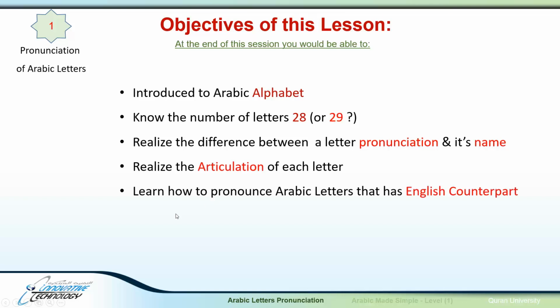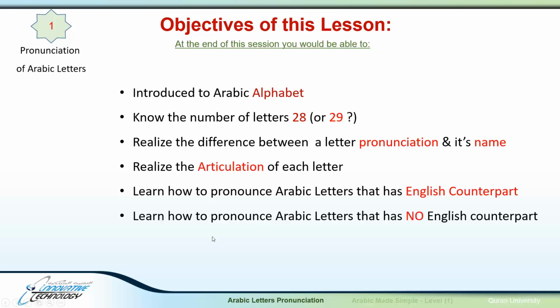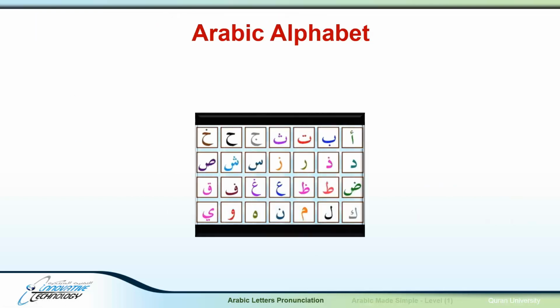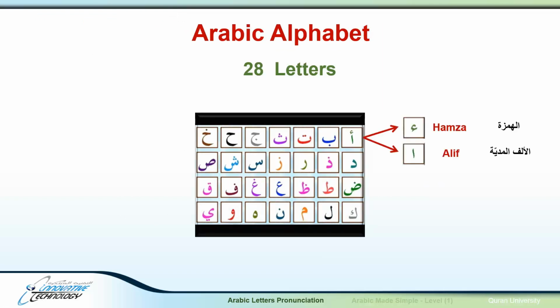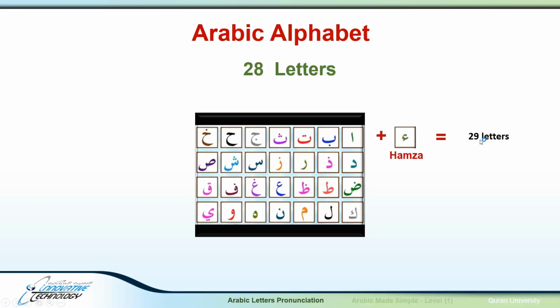Then it would be easy to start to learn how to pronounce Arabic letters that have similar English counterparts. After that, we'll move to learn how to pronounce Arabic letters that have no similar English letters. The Arabic alphabet has 28 letters, but the first letter can sometimes be classified into two distinct ones. One of them is named Hamza and the other one is the vowel A. So if we consider the A excluding the Hamza, then we end up with a total of 28 letters. But if we add to that the Hamza, then the total would be 29 letters of the Arabic alphabet.